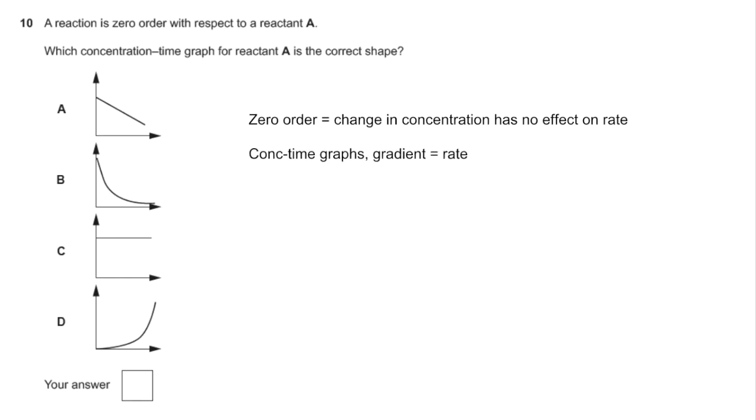Then we need to realise that in concentration time graphs, the gradient is equal to the rate, and you can see that in B and D, the gradient is changing. So the answer was A, straight lines have a constant gradient.